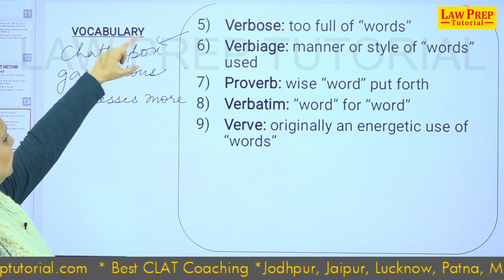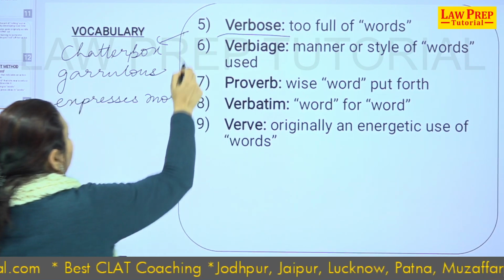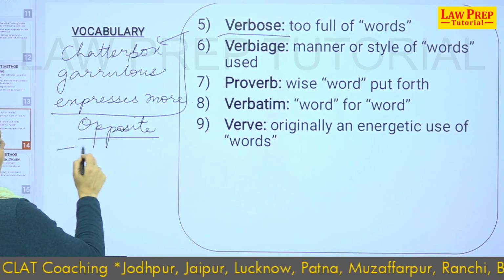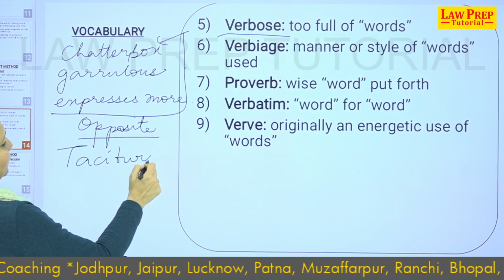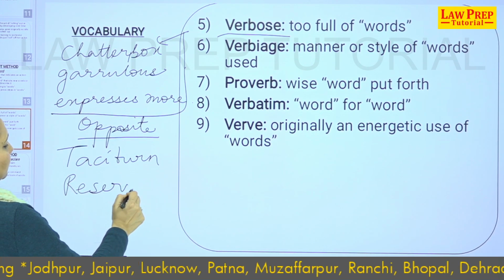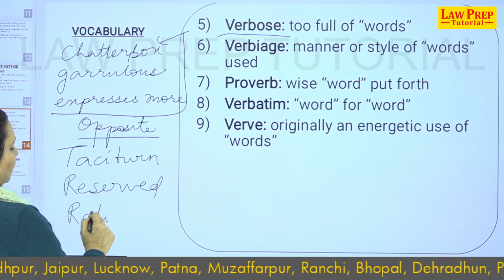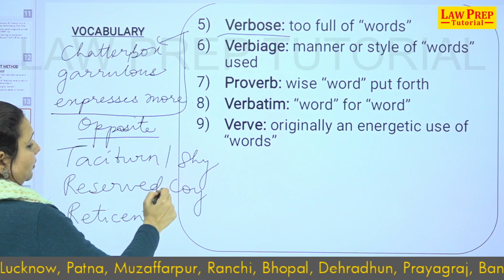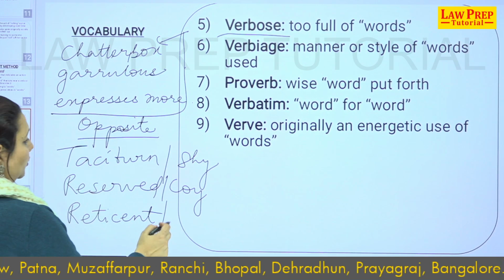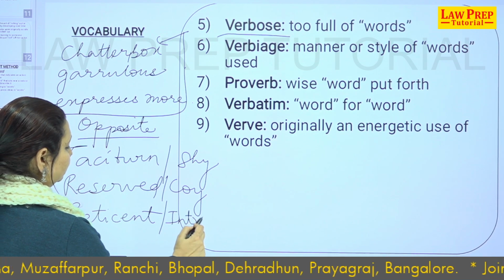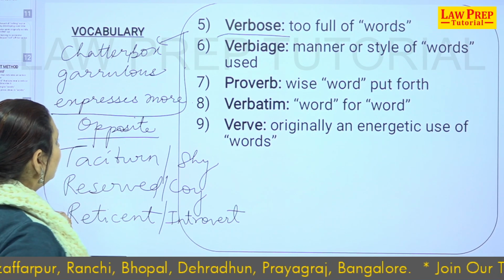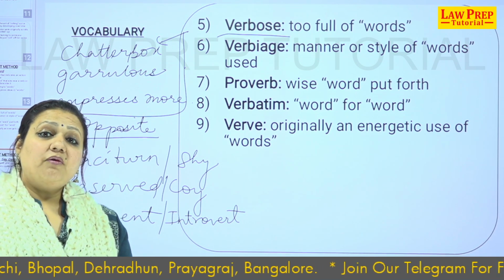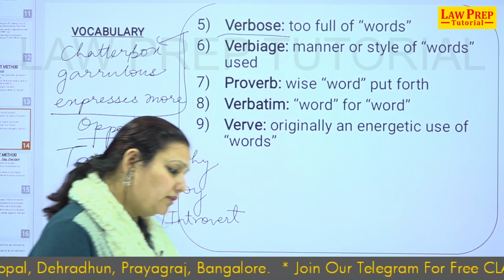So this root is the most important, because look, let's take its opposite: taciturn, reserved, reticent, or shy, coy, or a person who is like an introvert. So you can see that this is the most important word, because if you are full of words, what type of words? Sometimes we say phony idealism. Have you heard this word, phony idealism?